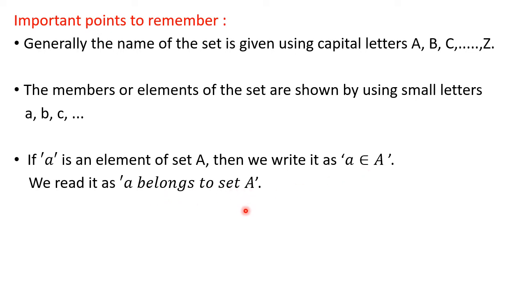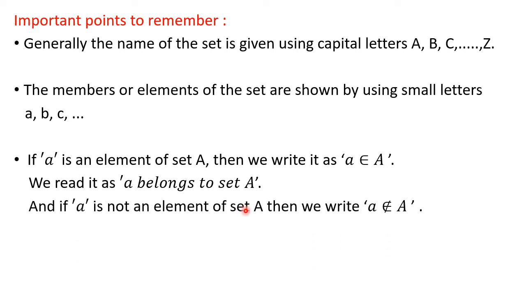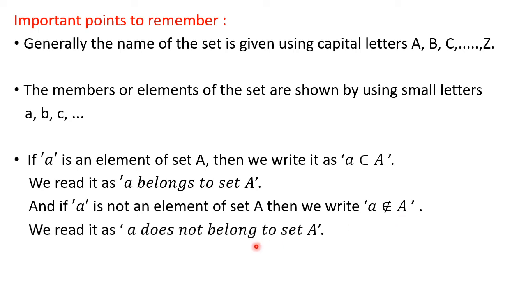Then the next point: if any element is not a part of that set, that means if a is not an element of set A, then we write it as a does not belong to A. See, same symbol and a slash is kept on it. Like for equal to and not equal to, if we put a slash over that equal to, it means not equal to. So similarly here, does not belong to set A, and we can read it as a does not belong to set A. I hope you must have understood these points.